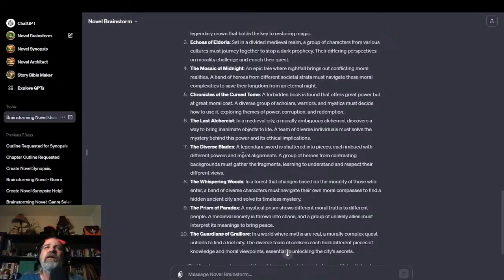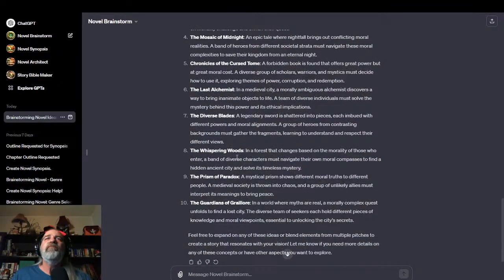The Diverse Blades. A legendary sword is shattered into pieces, each imbued with different powers and moral alignments. A group of heroes from contrasting backgrounds must gather the fragments, learning to understand and respect their different views. The Whispering Woods. In a forest that changes based on the morality of those who enter, a band of diverse characters must navigate their own moral compasses to find a hidden ancient city and solve its timeless mystery. That could be an element within a story. I don't necessarily think I would like to build a whole story on that, but definitely could be an element.